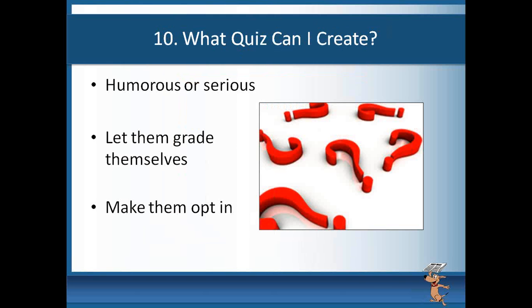Number 10, what quiz can I create? This can be a quiz that is about the topic of your book and be humorous or serious. Make sure you let people grade themselves. And again, consider making them opt in to your quiz so that they can't take the quiz unless they give you their email address at your website.